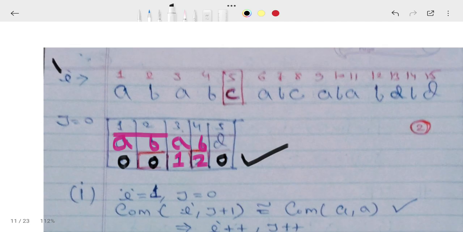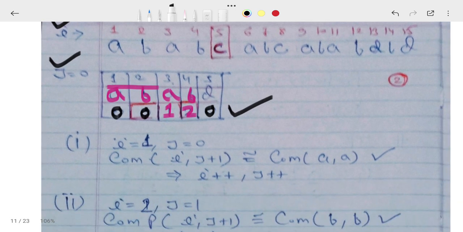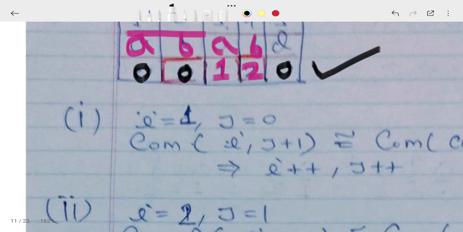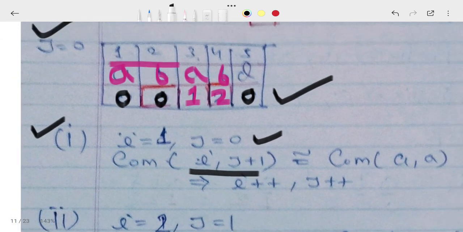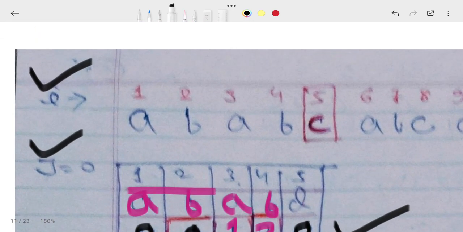So we have written here I and J. I is working from 1 to 15 and J is working from 0 to 5. So at first you will write the value of I is equal to 1 and J is equal to 0. Now you will compare I and J plus 1. What is I? I is at first place.